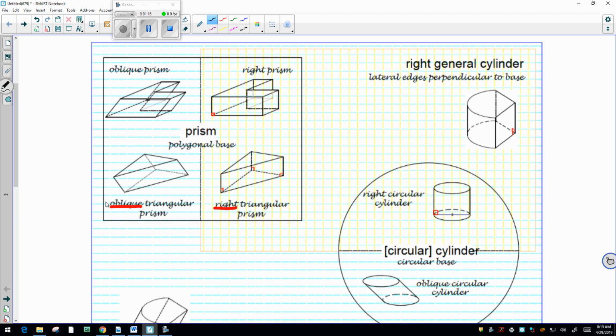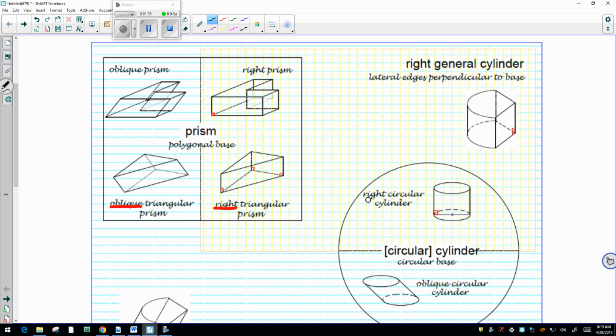Then we have things called cylinders. Cylinders now have a curved base. We have just a general cylinder where I have a curved base on at least part of it. Then I get down to here where I have my circular cylinders. And a circular cylinder, again, is named by the shape of the base. It's a circle for a base.